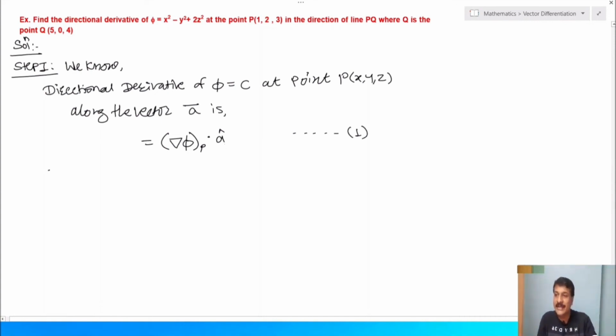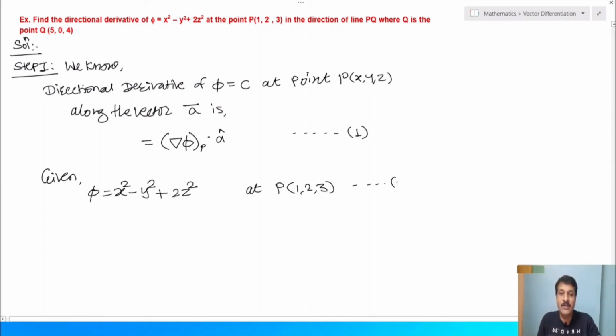So you declare the given thing. Here given phi. Phi means what? Directional derivative of what? That is your phi. So we want to find directional derivative of phi equal to x square minus y square plus 2z square at point P 1, 2, 3. So this is your equation number 2. So now find del phi. How?